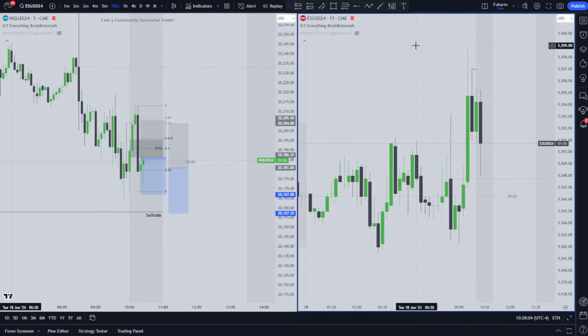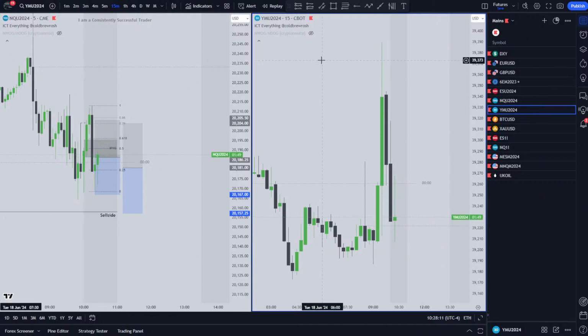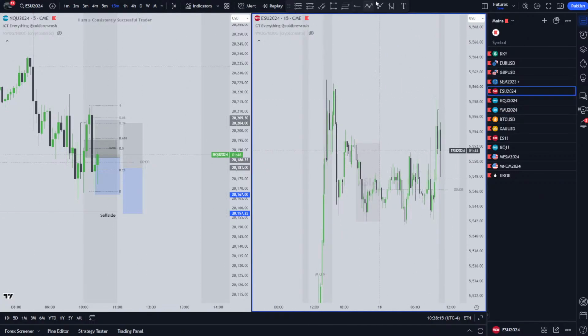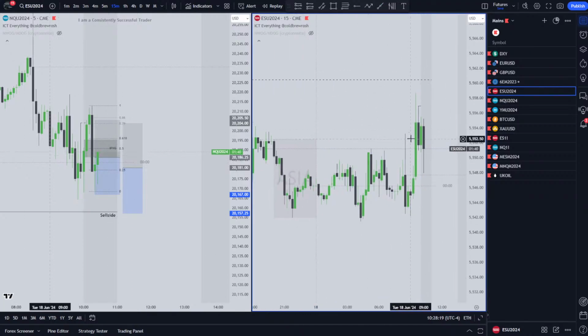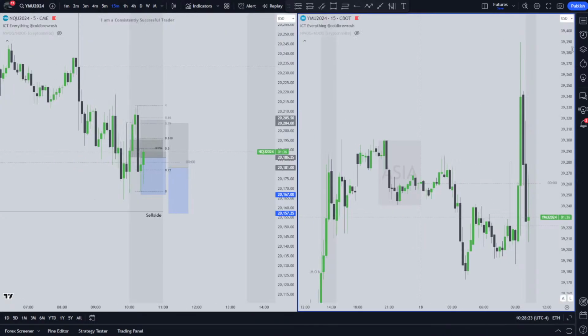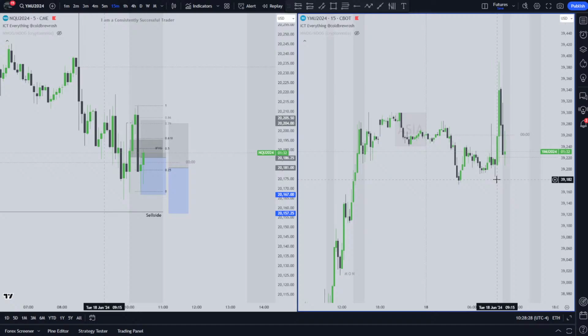However, is that structure being reflected on NYM? So this is why I don't trust that structure on ES, because although it has done this and it has made equal highs, is that structure being what's being more respected on NYM? Are we looking more bullish? Or are we looking more bearish?